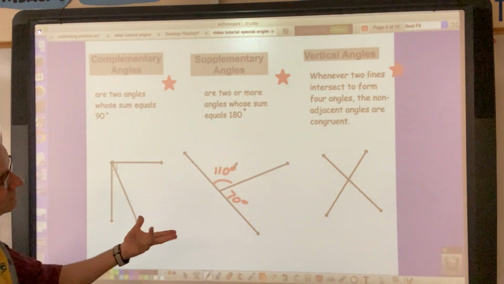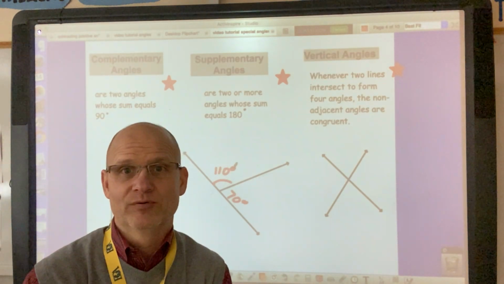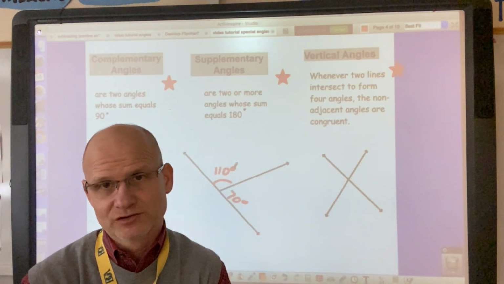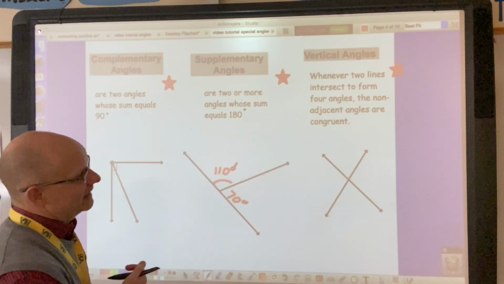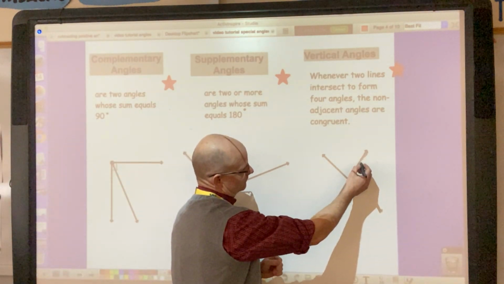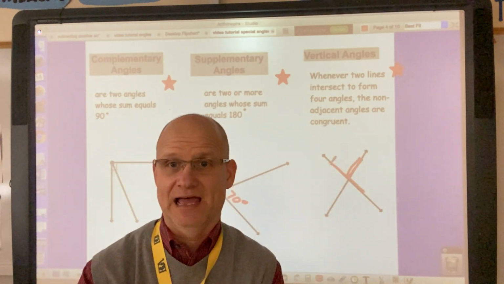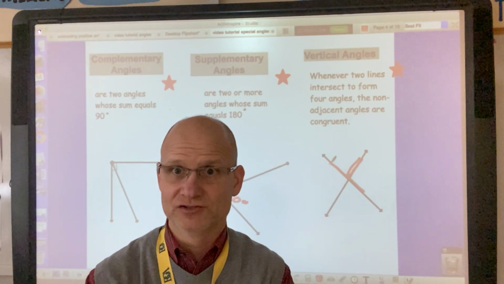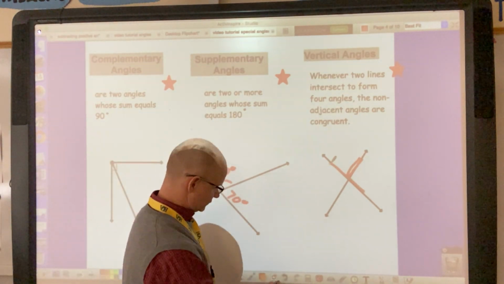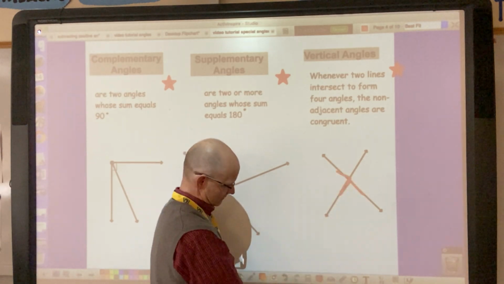And then the last thing is vertical angles. They're any two angles that intersect at a common point. And when you have vertical angles, you have adjacent angles. This angle and this angle are adjacent because they share a common side. We learned that in the last video tutorial about adjacent angles. And you also have adjacent angles here: this angle and this angle are adjacent because they share a common side.